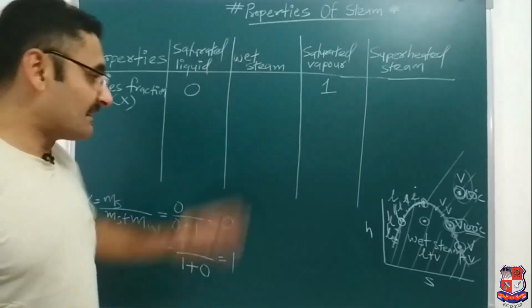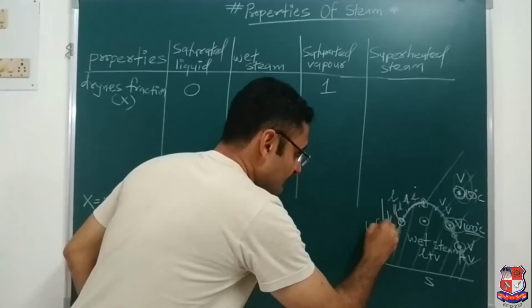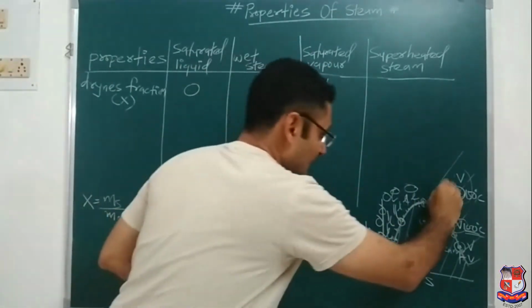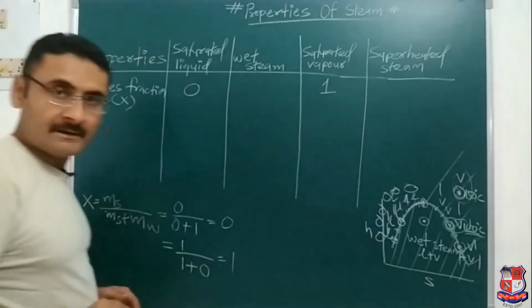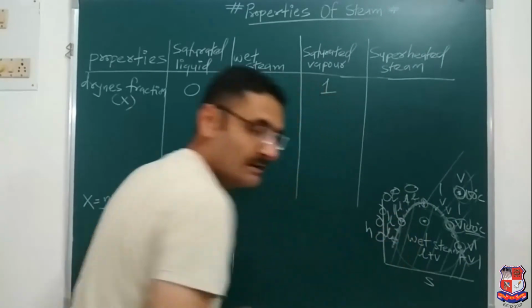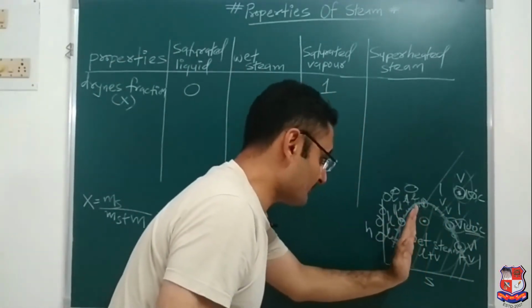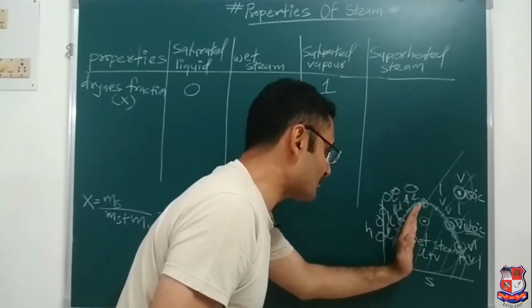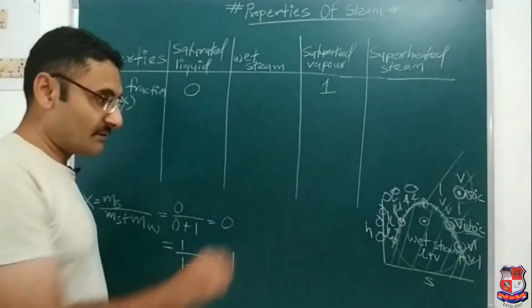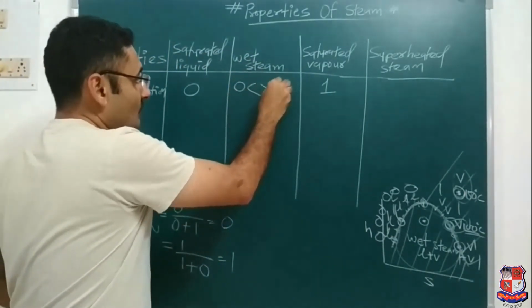Now we will talk about the wet steam. So over here, on the left hand side the dryness fraction answer is 0, and on the right hand side the dryness fraction answer is 1. And the dryness fraction for wet steam, that means the value of x over here, will be how much? It is present in between 0 and 1. Wet steam has a dryness fraction which is not less than 0 and not greater than 1. From the diagram you can see the value of x is lying between 0 and 1.